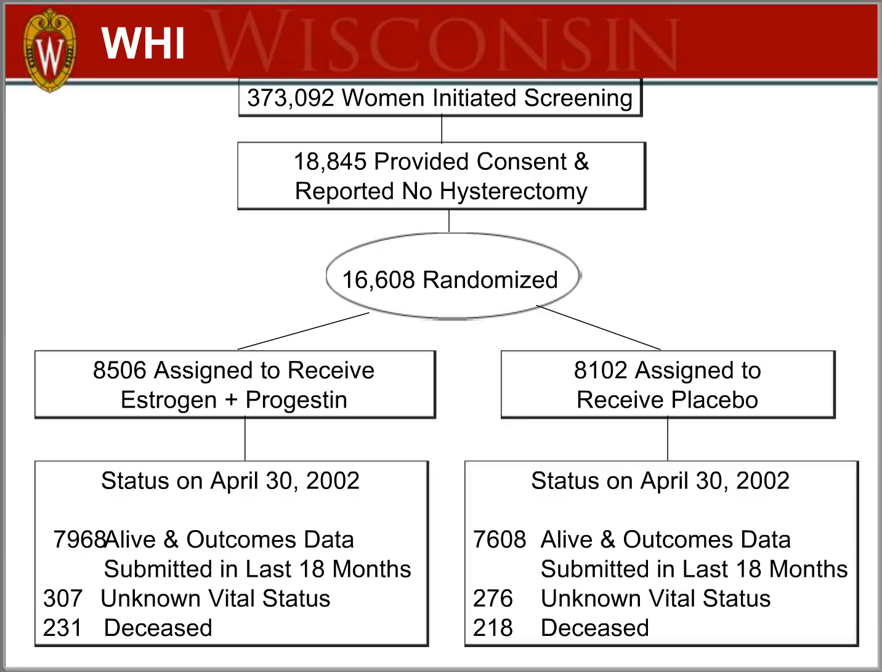18,845 patients were, in some sense, eligible by providing consent and had, in this arm of the study, an intact uterus. 16,608 patients were randomized, half to the treatment arm and half to the placebo arm. And you see here the status of those patients as of April 30th, 2002.